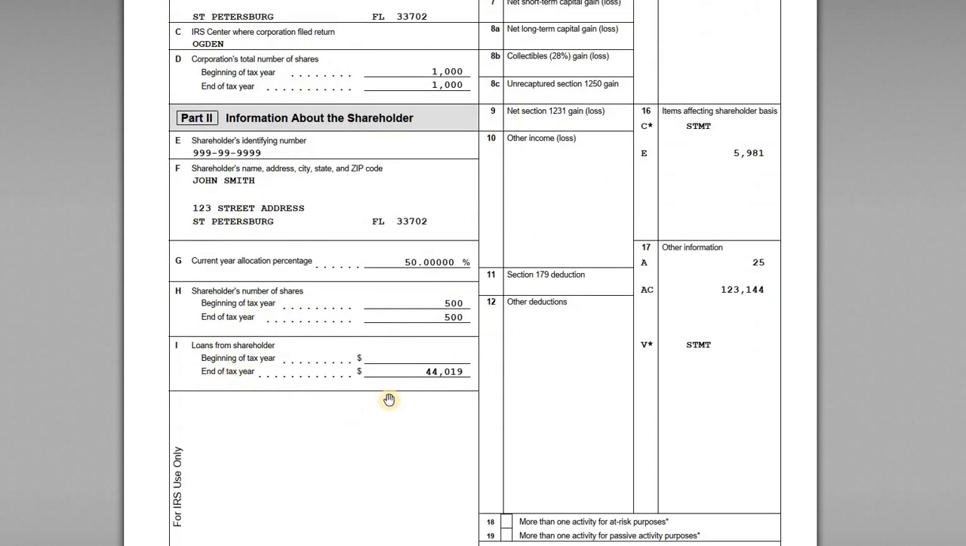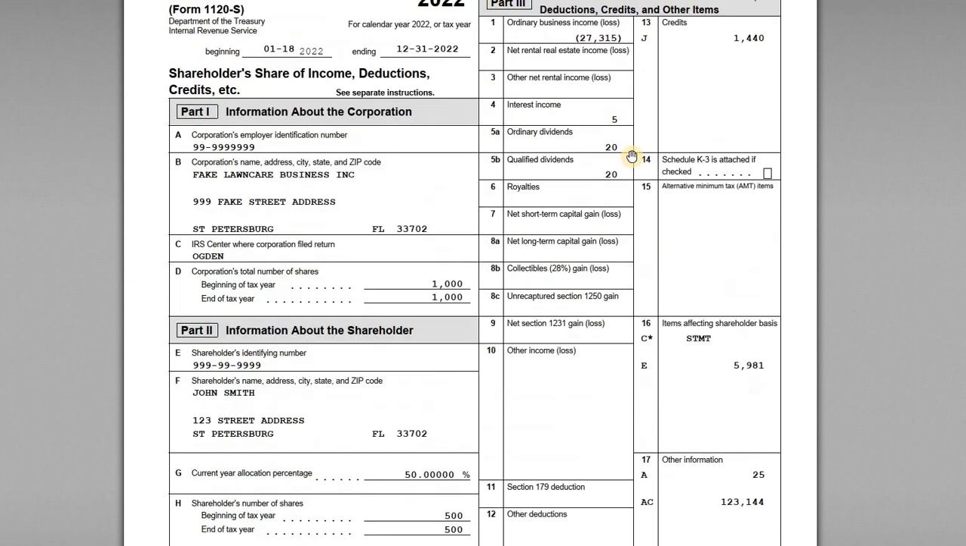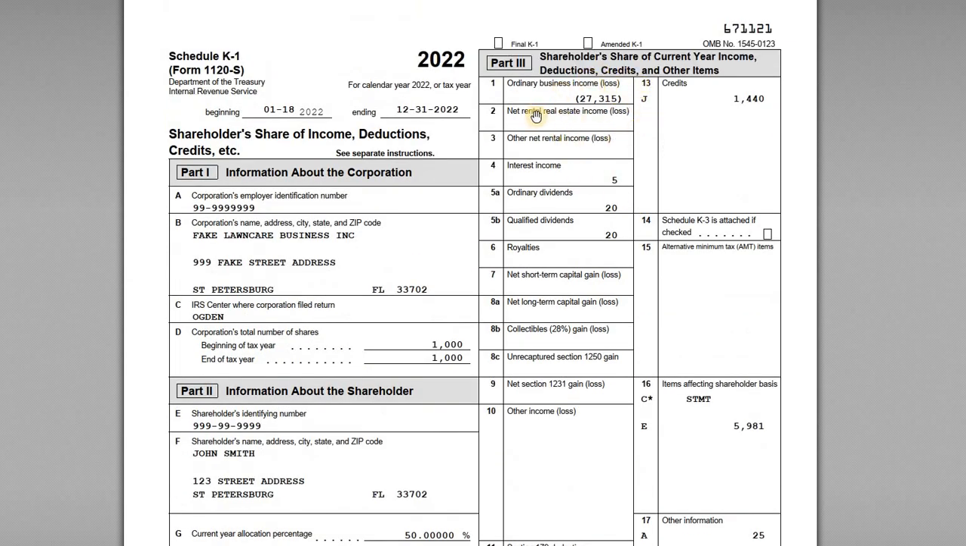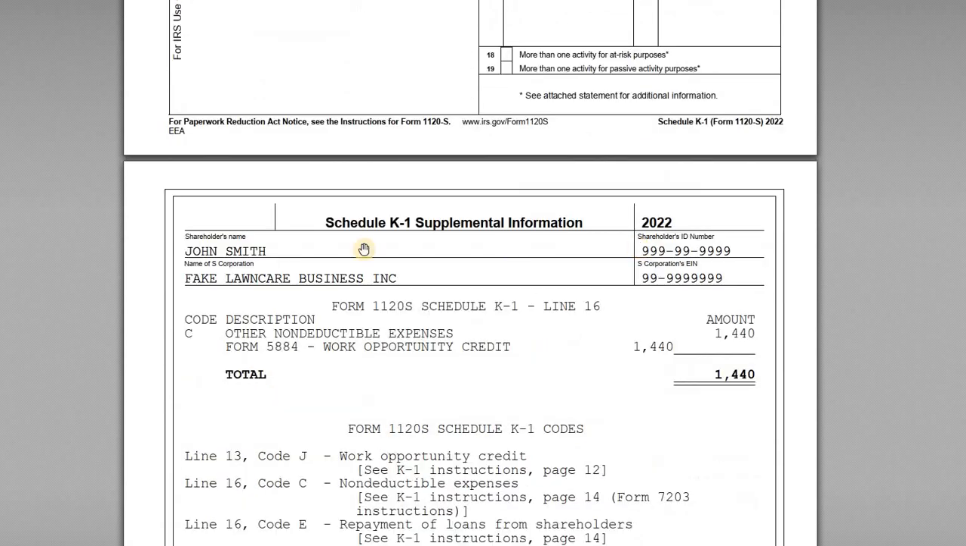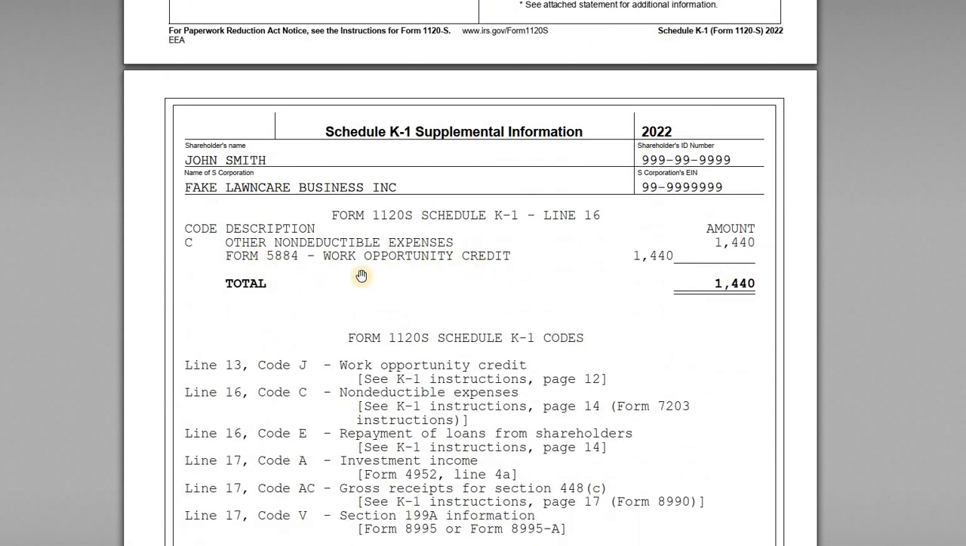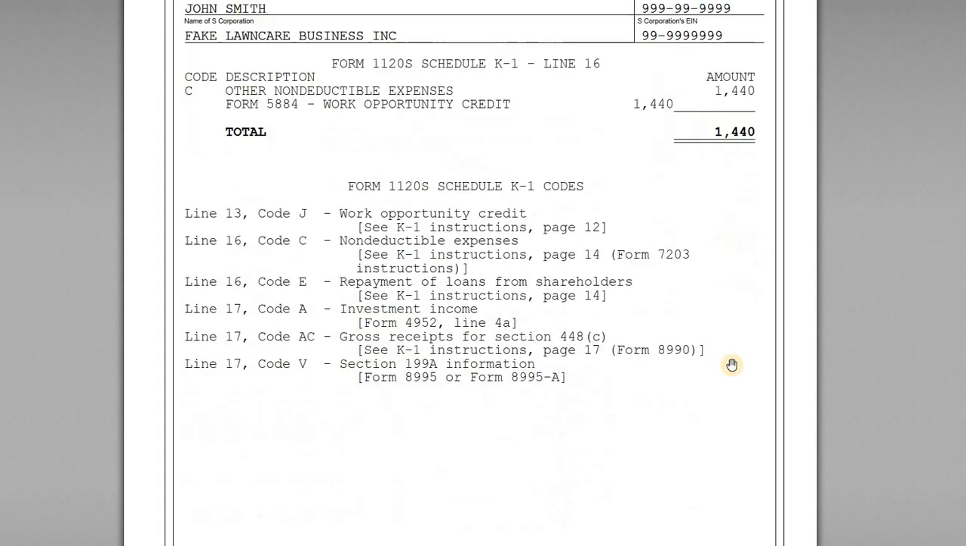And what we see here in item I now, different from the first video, is we have some balances entered for the loans, right? So beginning of the year, no loans outstanding, so that's fine because this is a new company. But at the end of the year, the corporation did owe him $44,019. And so we've got his ordinary loss allocation here, $27,315, some interest and dividends being allocated, and then in item 16E is the principal amount of debt repaid during the year. And then 16C is just the non-deductible expenses.